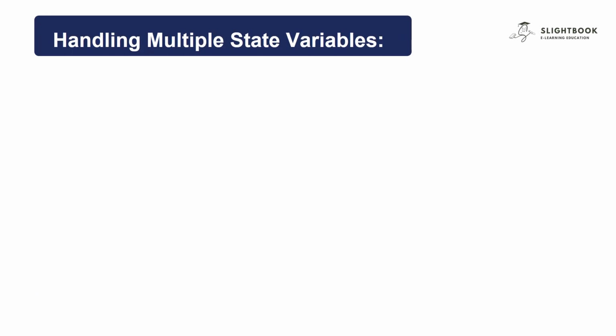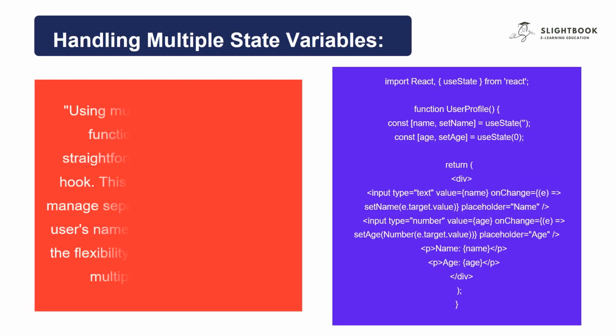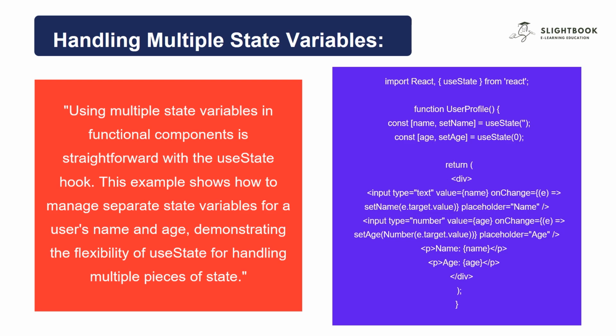Handling multiple state variables. Using multiple state variables in functional components is straightforward with the useState hook. This example shows how to manage separate state variables for a user's name and age, demonstrating the flexibility of useState for handling multiple pieces of state.